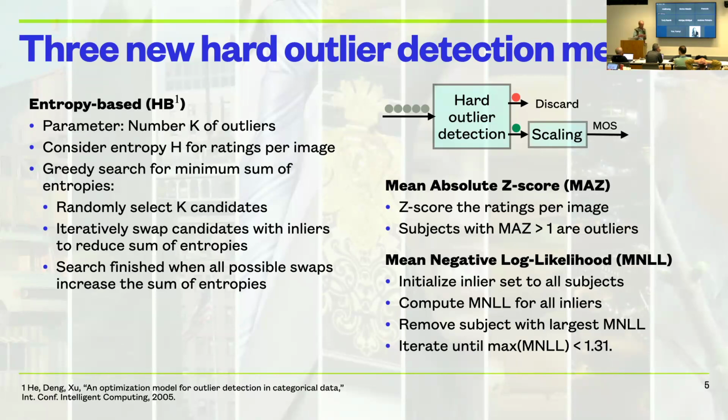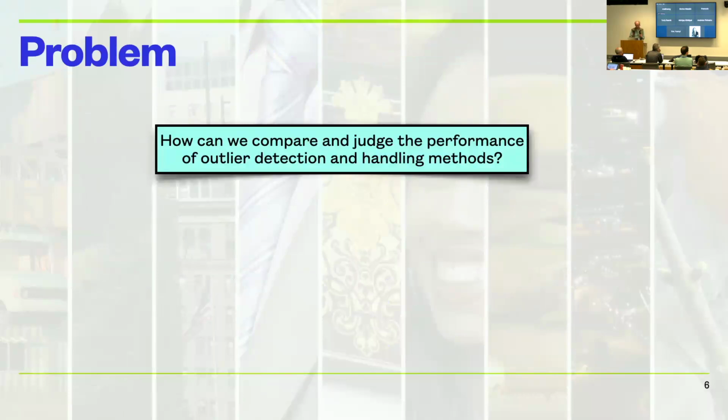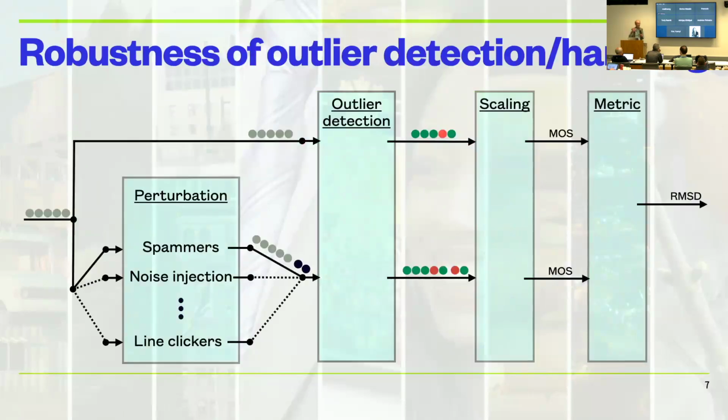And so now we have 3 new methods, and we have the ITU hard outlier methods, and we have those soft outlier methods. And we now need to know which one should we use, right? So you go to the literature and find out how we can compare and judge the performance of outlier detection and handling. There is a solution, namely to look at the robustness. This is what was proposed.